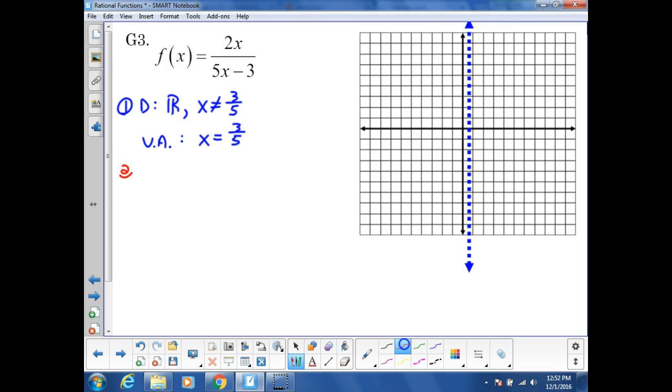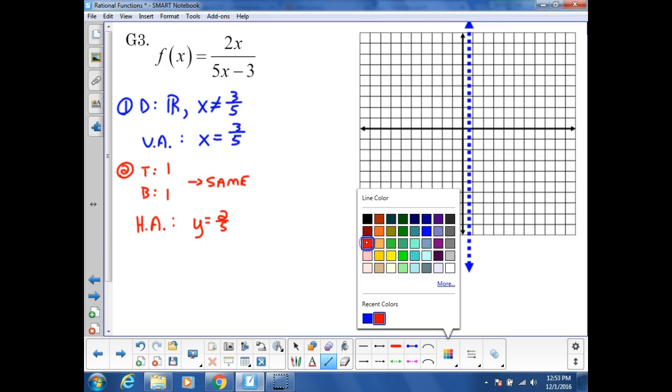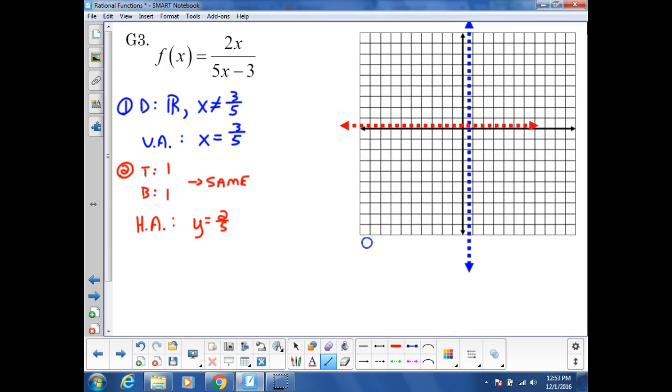Degree on the top is 1. Degree on the bottom is 1. Those are the same. So that tells me that my horizontal asymptote is y equals 2/5. I'll give you 3 guesses as to the answer to that particular question, and the first 2 don't count.